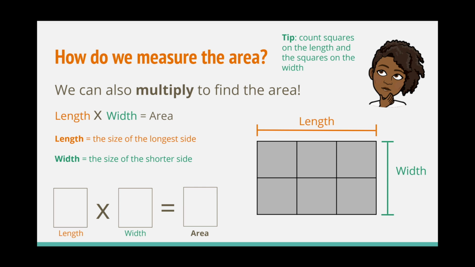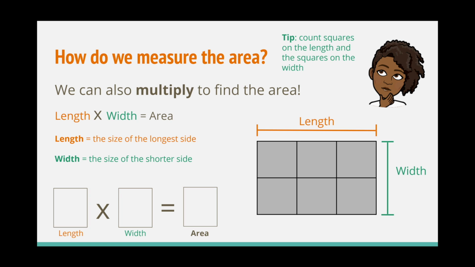We can also multiply to find the area. So if we know the length and the width, we can multiply. Length times width equals area. The length is the size of the longest side on a figure. The width is the size of the shorter side of a figure. So our tip is count the squares on the length and the squares on the width.